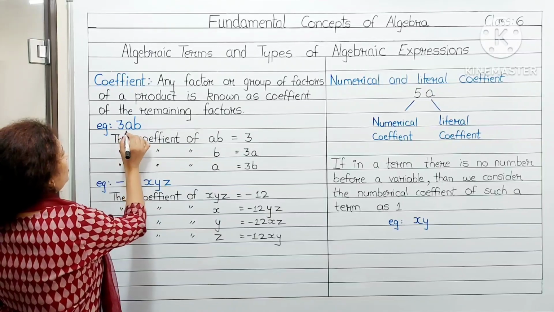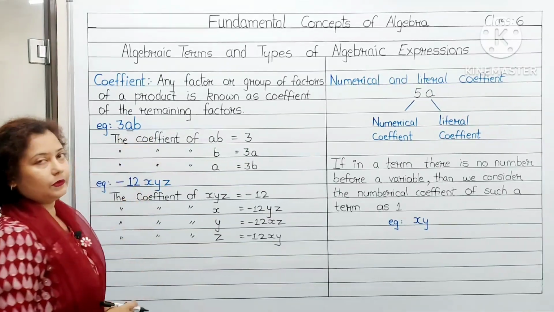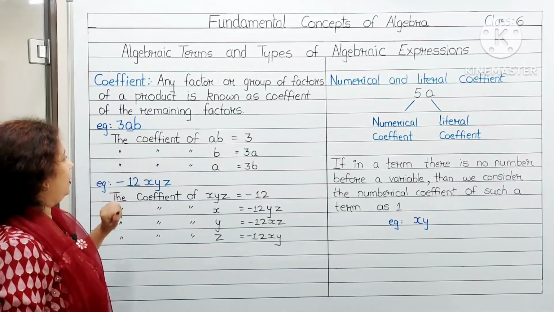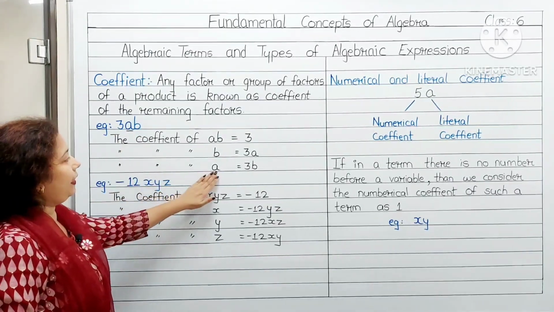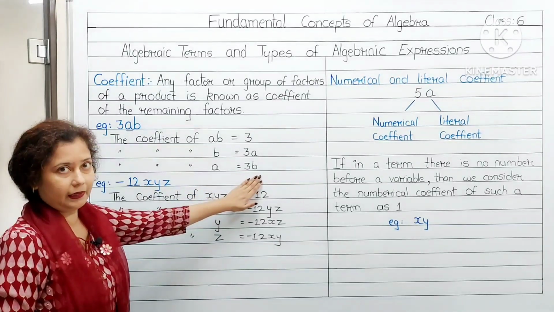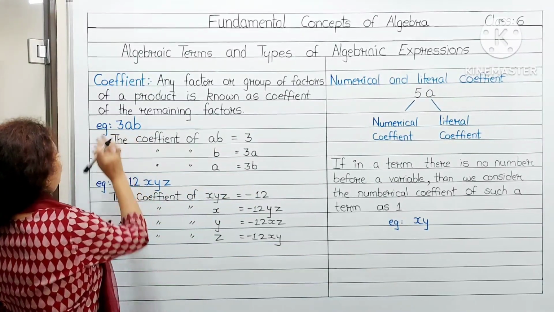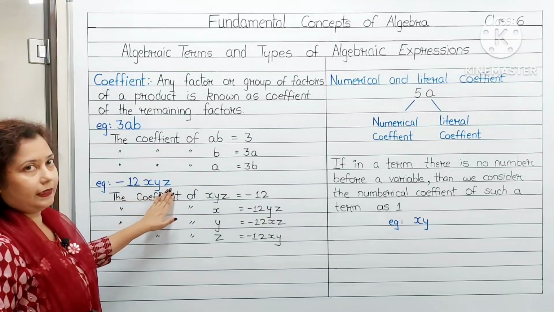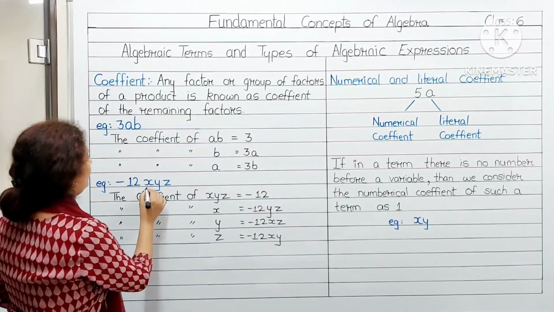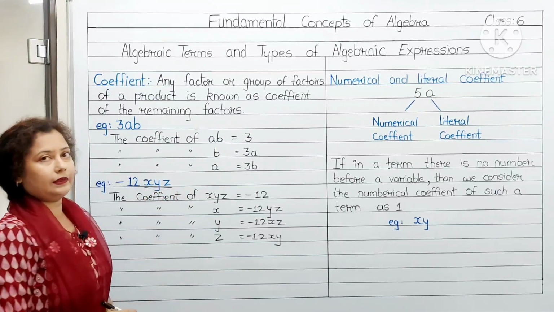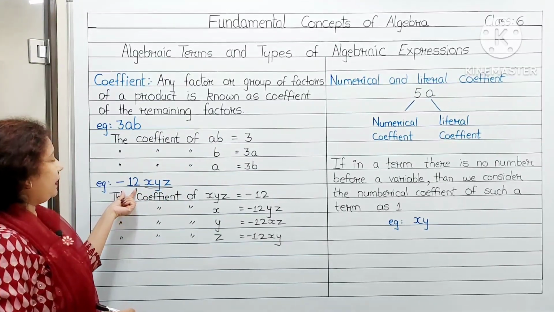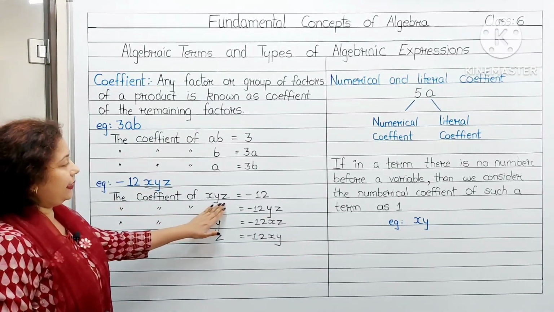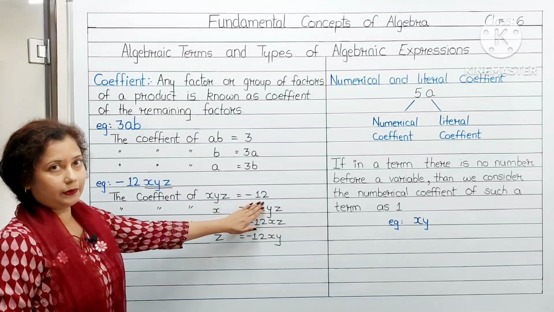Now we will find the coefficient of a. So which part is remaining of the product? It's 3b. So the coefficient of a is equal to 3b. Next example, minus 12xyz. So first we will find the coefficient of xyz. So the remaining part is minus 12. Therefore, the coefficient of xyz is minus 12.